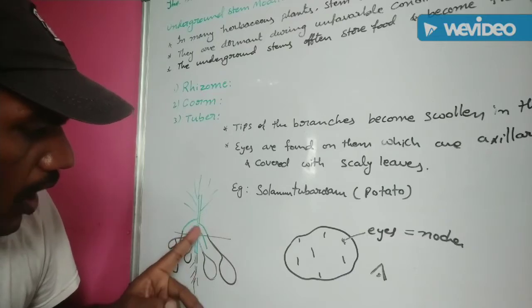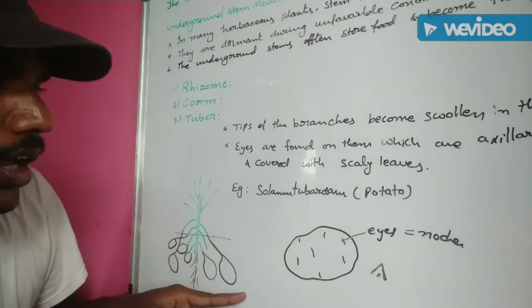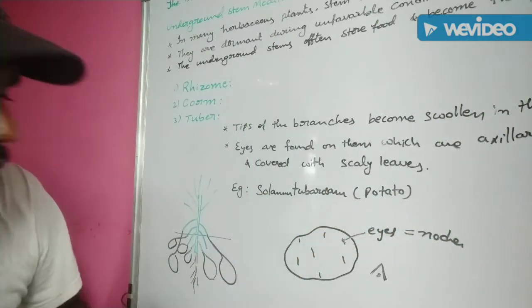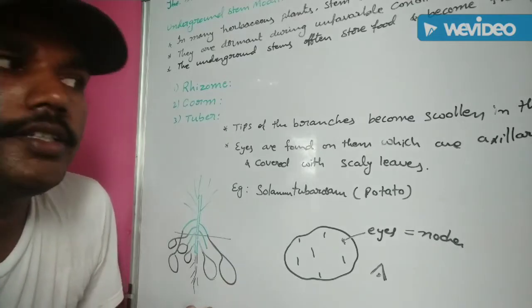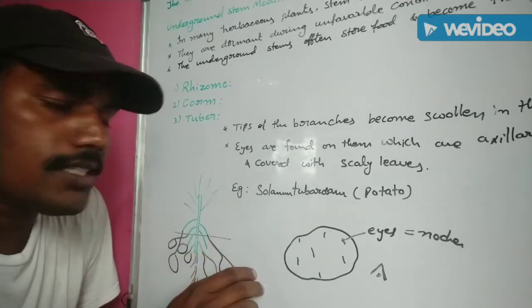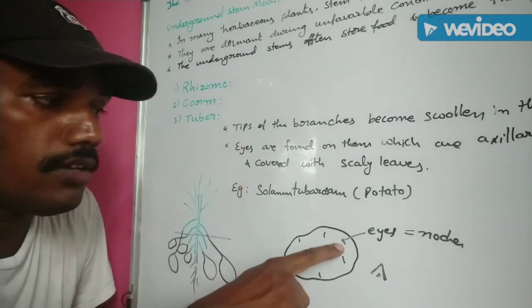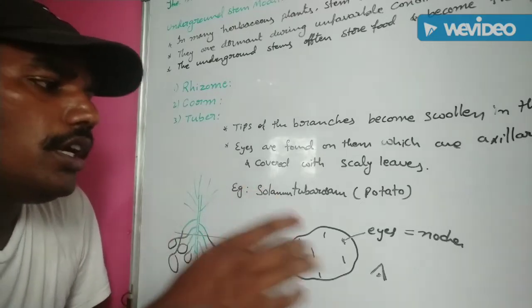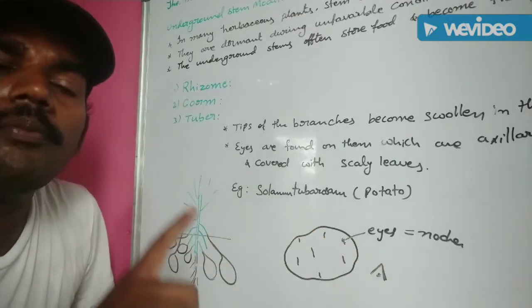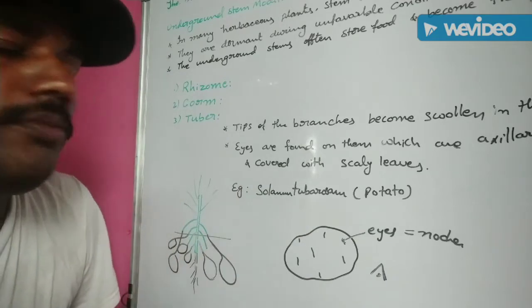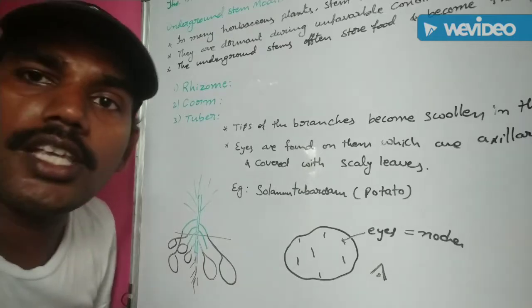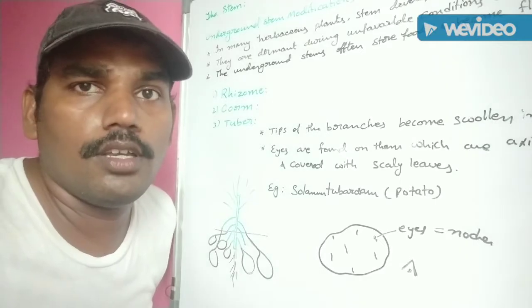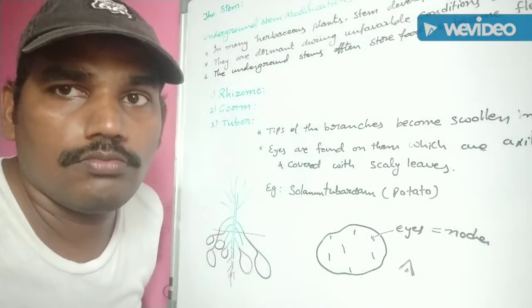The branches nearest the soil penetrate the soil and the tips of the branches become swollen in the soil. These are called tubers. Okay, these tubers are considered as stem because of the presence of eyes. Every eye is equal to a node. So each eye consists of an axillary bud protected by scaly leaves. Okay, the best example is Solanum tuberosum, commonly called potato. Understand?